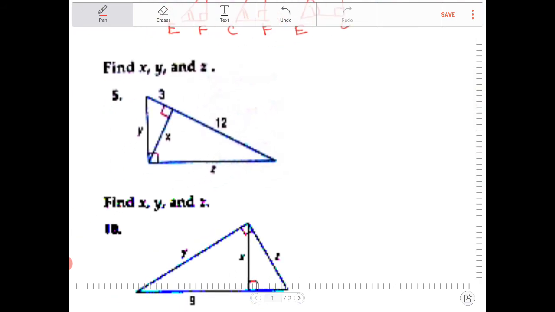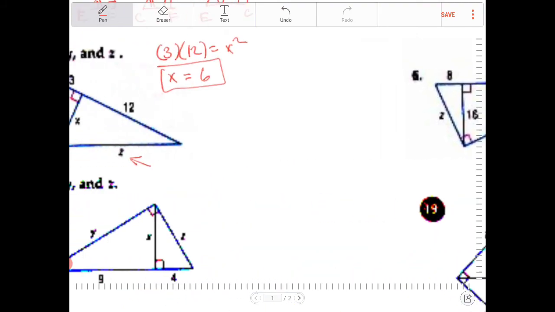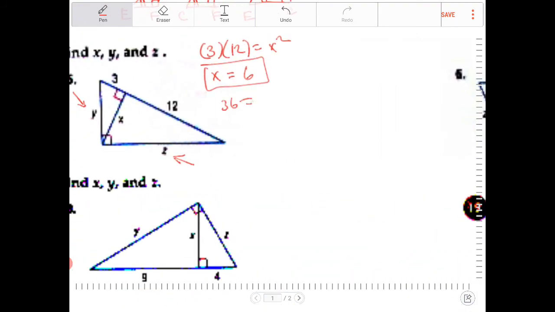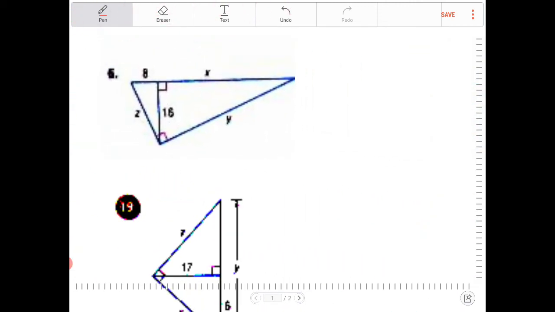Next, I'm asked to find out what X, Y, and Z is in question 5. I apologize for the grainy image here, but this is X, this is Y, this is Z. The best way to approach this is to apply the geometric mean. The geometric mean of 3 and 12 is equal to x squared, so x is equal to 6, because 36 is equal to x squared, and the square root of that is 6.